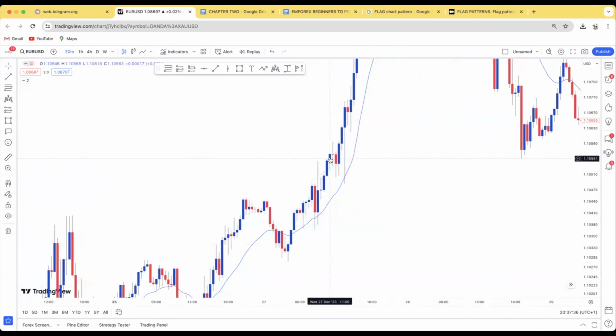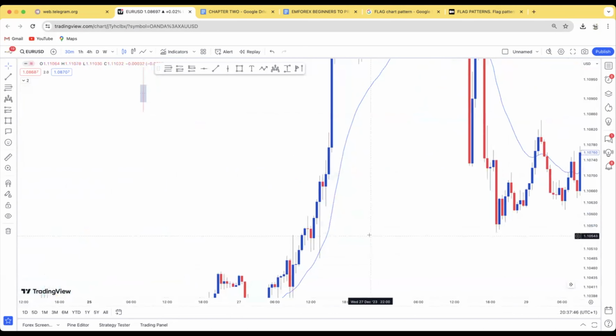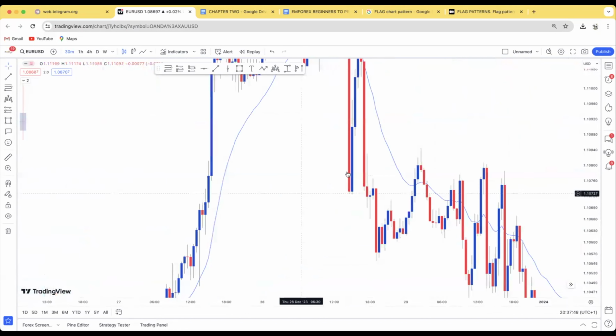We have a large bullish, small bearish, and then a large bullish candle. Okay, but remember, these are not standalone confirmations. They work in the direction of the trend. So you have to do it in the direction of the trend. Now, see another one here.